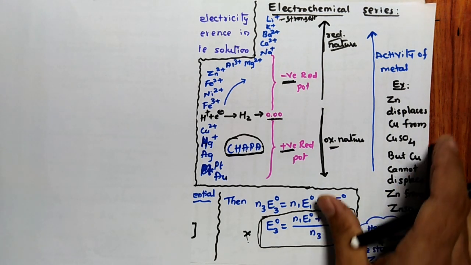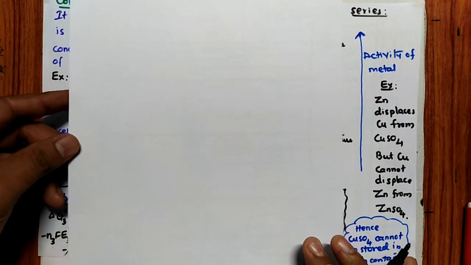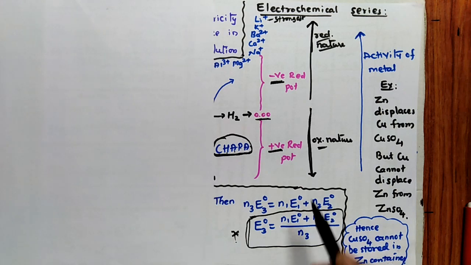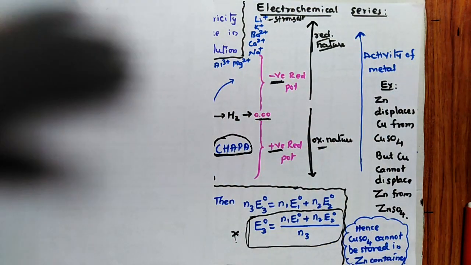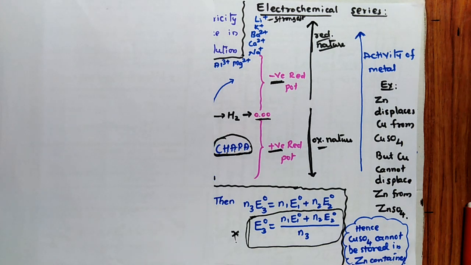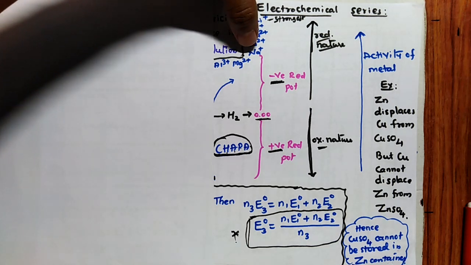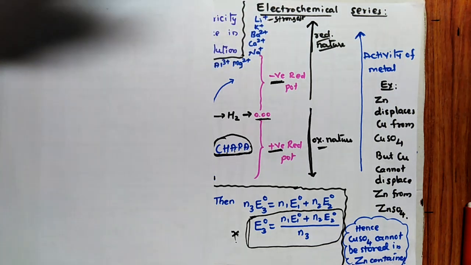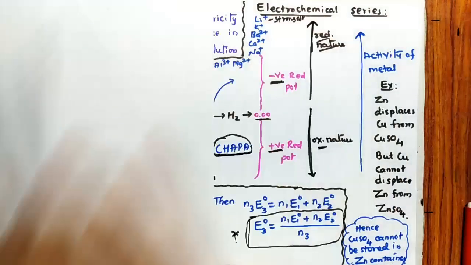Another important point I will tell you: activity of the metal. Remember, the elements having negative reduction potential, more and more negative, become more and more active. For example, lithium is more active than potassium, potassium is more active than sodium, like that. So the activity of the metal increases from positive to negative reduction potential.